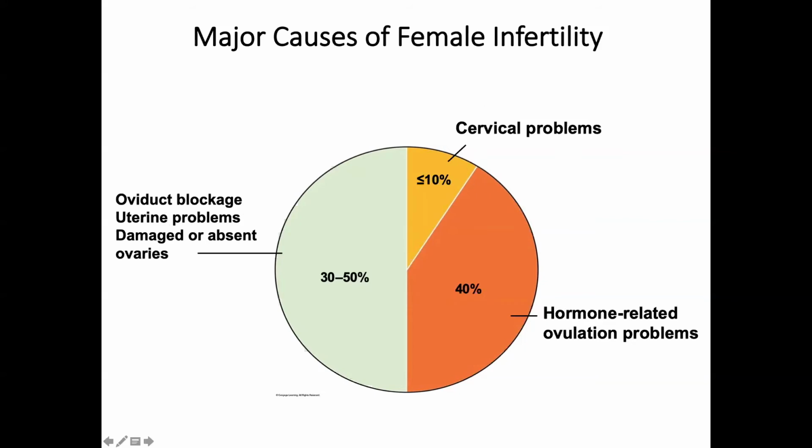Cervical problems that may block semen may be another reason. Hormones related to ovulation problems, such as PCOS, that means polycystic ovary syndrome. And PCOS patients may develop fluid follicles in the ovaries, which fail to regularly release eggs, and then that can cause infertility as well.